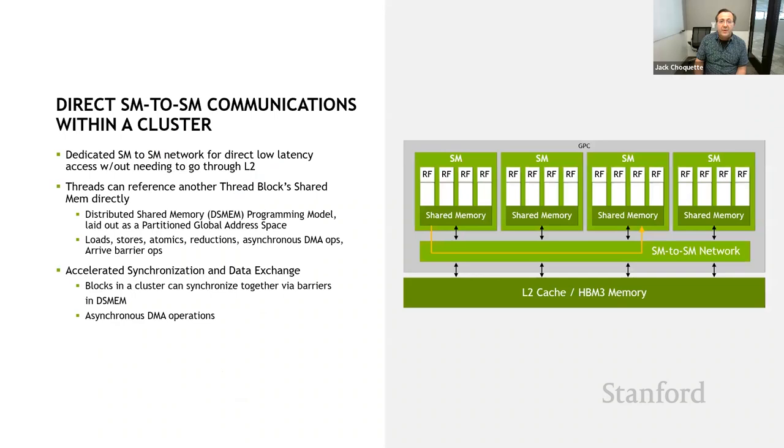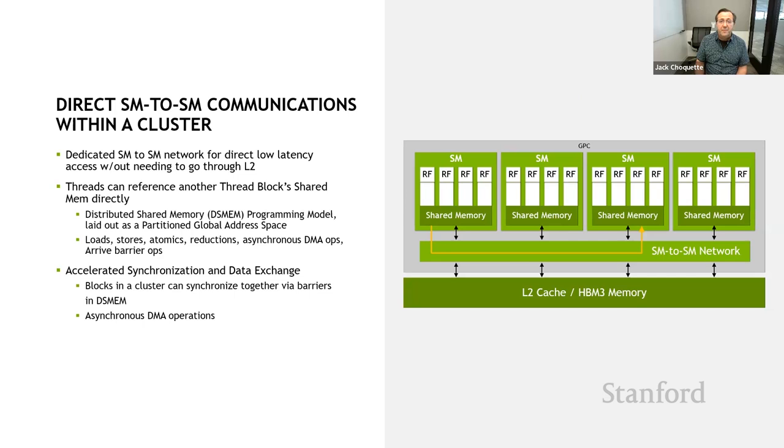For the Hopper hardware itself, the architecture provides clusters with a direct SM-to-SM communication network. Using this network, one thread block can directly access the shared memory of another thread block. Accesses are done through a distributed shared memory model laid out as a partitioned global address space. All memory operations are supported, including loads, stores, atomics, and synchronization operations. The communication network also accelerates synchronization and data exchange. Threads and thread blocks in a cluster can directly synchronize with each other through barriers and distributed shared memory. It also supports asynchronous DMA operations between the thread blocks themselves.